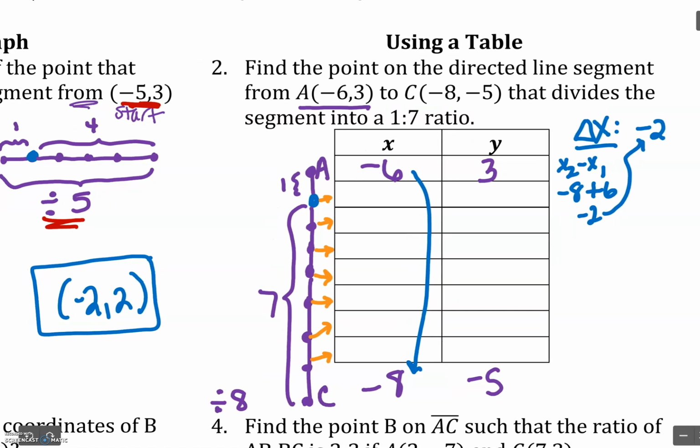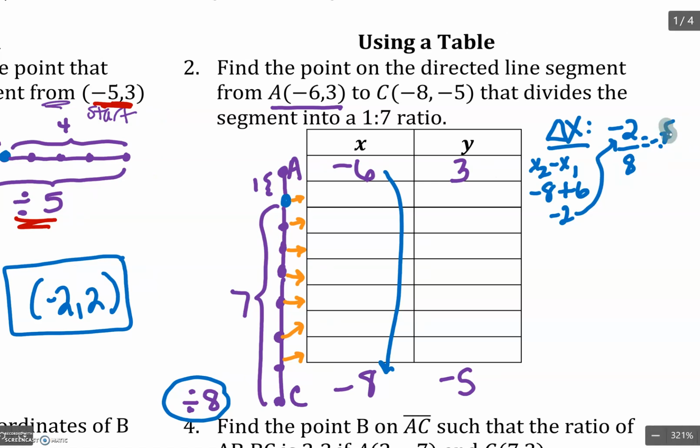We're going to take that, and if you remember I said we had to divide this into 8 equal pieces, we're going to divide that by 8. -2 divided by 8 is -0.25. So if we're dividing it into 8 pieces, that means that to get from one to the other, we're going to subtract 0.25 each time. So -6 minus 0.25 is -6.25.